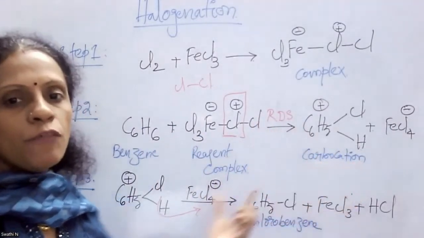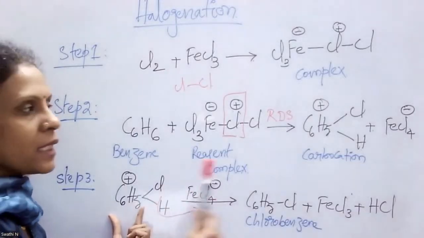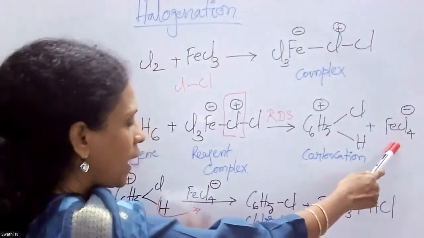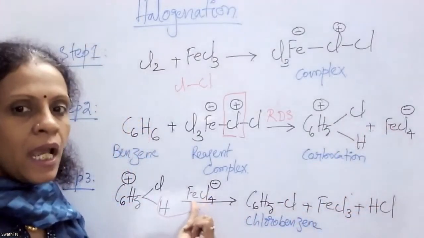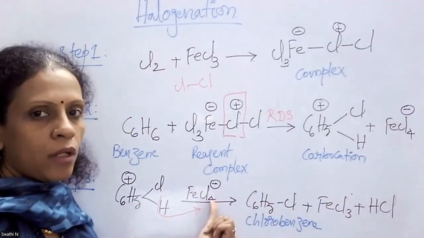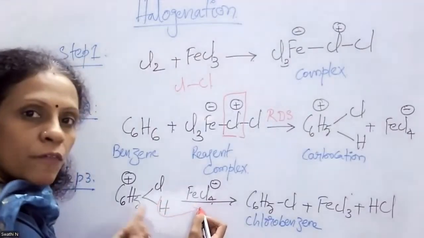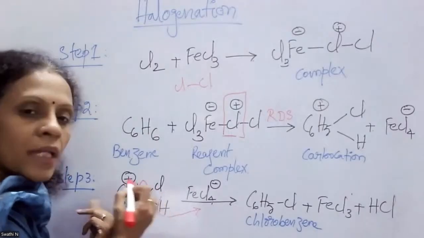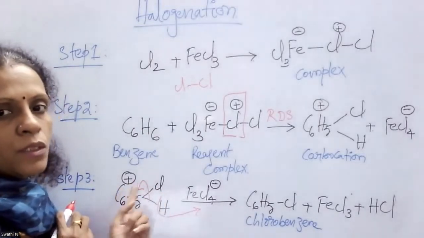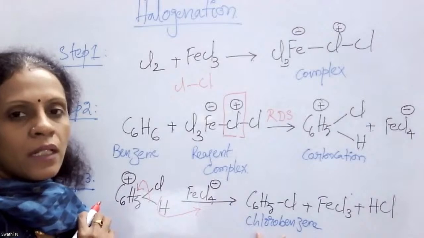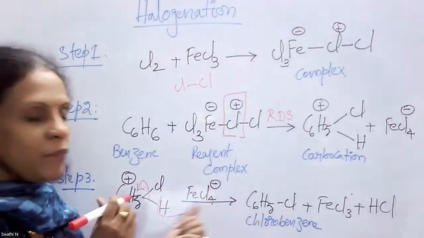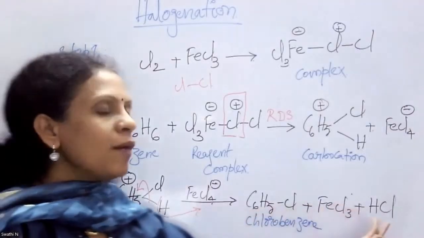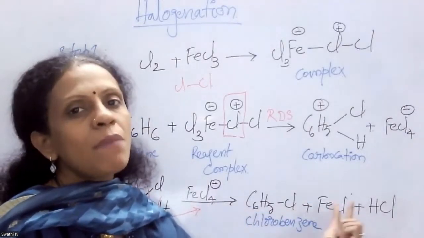Now, once the carbocation forms, immediately the base, that is the negatively charged ion formed in the previous step, the FeCl4 minus ion, will act as a base and immediately cause abstraction of a proton. It will take up this hydrogen from the carbocation. The bonded electrons will be given to the ring carbons to remove the positive charge. So that is how finally chlorobenzene, the corresponding substituted product, will be obtained. This FeCl4 minus reacts with H plus and forms HCl and ferric chloride as the byproducts.